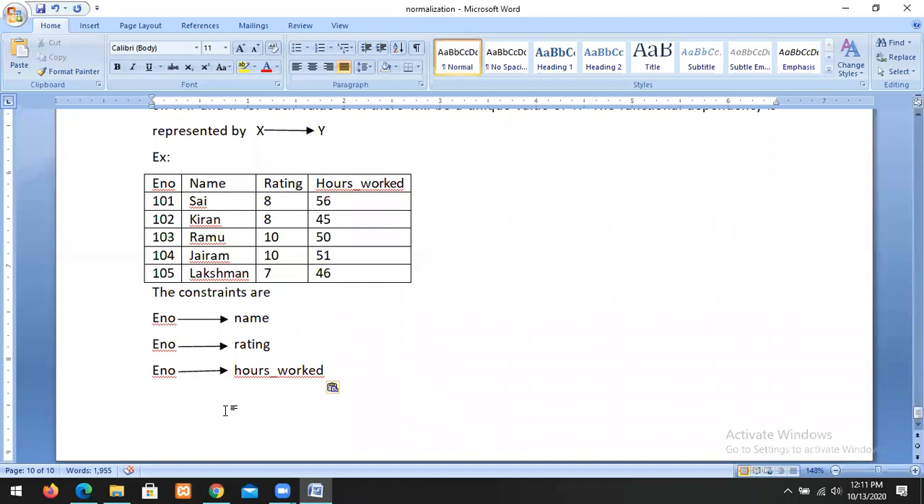Transitivity: if y is functionally dependent on x, and z is functionally dependent on y, then automatically z is functionally dependent on x. Union: if y is functionally dependent on x, and z is also functionally dependent on x, then yz is functionally dependent on x. Then there is decomposition. These are the functional dependency axioms.